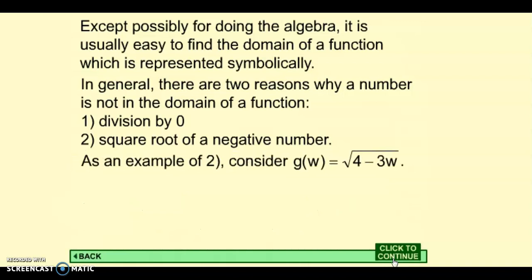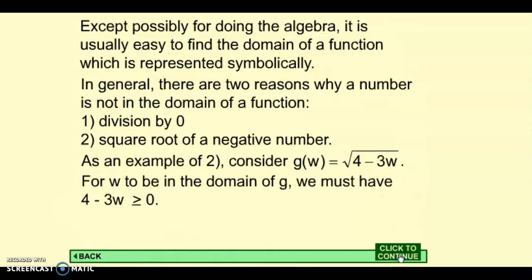Now let's take another example. The example for this second condition, which is square root of a negative number. How can we say that we can't take the square root of a negative number? I'm considering this example. g of w equals under root 4 minus 3w.